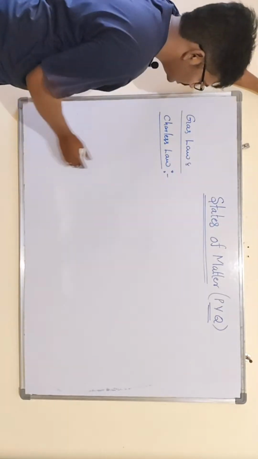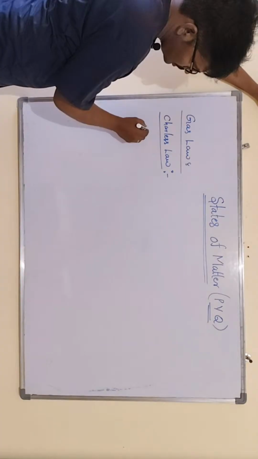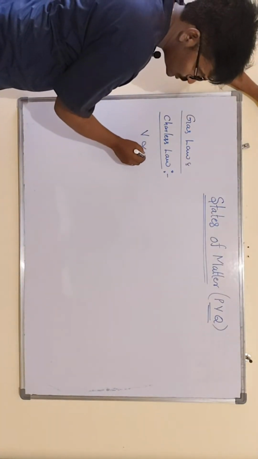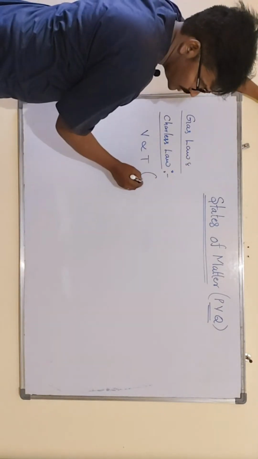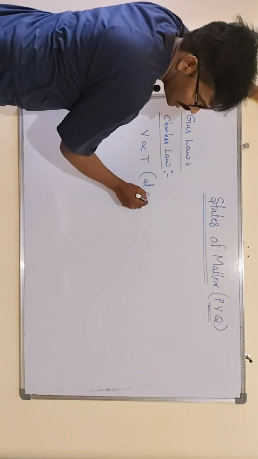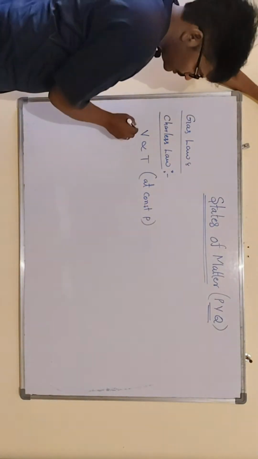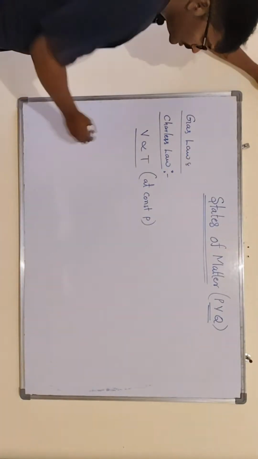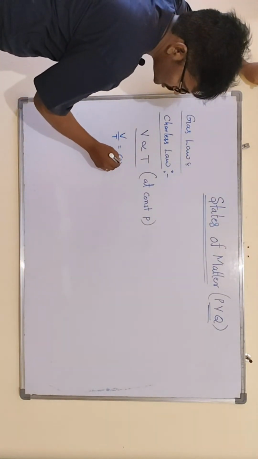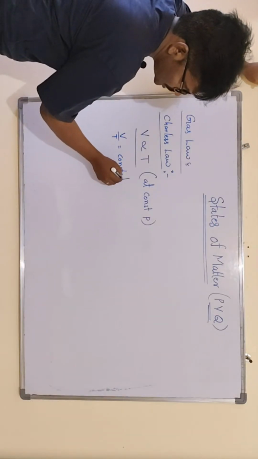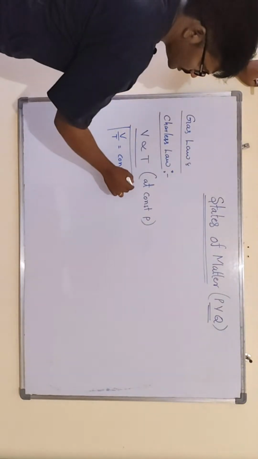Volume is directly proportional to absolute temperature at constant pressure. That is, V by T equals a constant. Now, looking at the graphical representation.